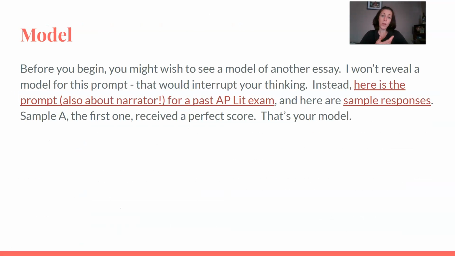All right, so a model. Before you begin, you might wish to see a model of an essay in this mode, and so I'm linking one that's also about narrator. This is from, I believe, the most recent 2021 AP exam. Here is the prompt there, so you'll have to read the passage, and then you'll read the sample response A, which is the perfect score. That's the one that you want to shoot for. So checking that out just to see, what is the format of this? Am I doing this right? Do I think I have a handle on what this is supposed to be?